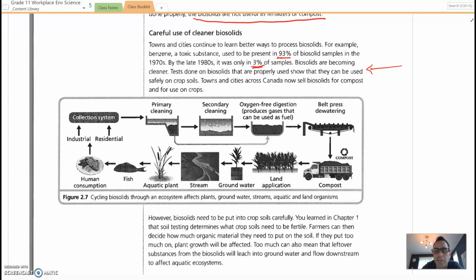Towns and states across Canada now sell biosolids for compost and for use on crops. So we are actually going to do a research activity on this and see how cities and towns monitor these types of things. Because you need to know where your food is coming from and how safe it is. And initially this was being done, and it wasn't being done very safely.